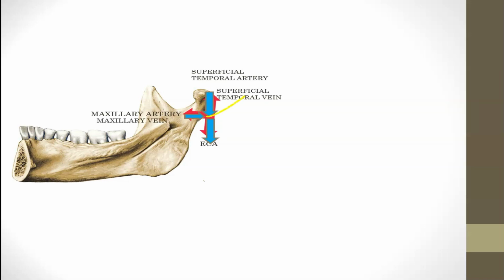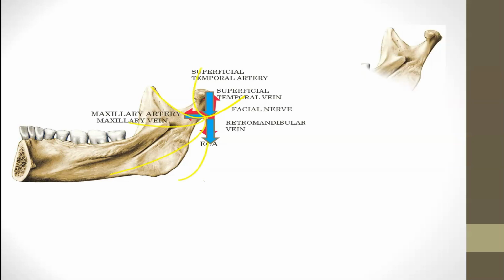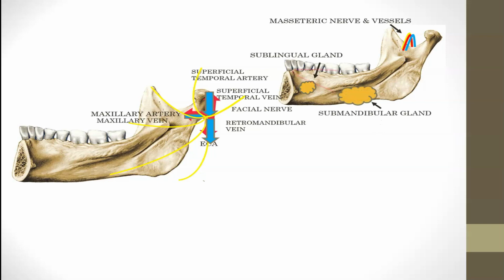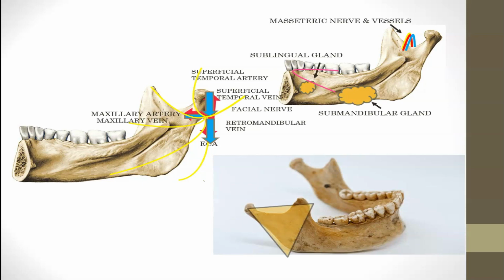And at the level of the neck of the mandible, the termination of the facial nerve happens, which divides into the 5 terminal branches. And in the masseteric notch, we can see the masseteric nerve, masseteric artery and masseteric vein. In the submandibular fossa, the submandibular gland, and in the sublingual fossa, we can see the sublingual gland, and behind the incisor teeth, we can see the tip of the tongue. Over the lateral surface, we can see the parotid gland as well as the parotid duct with the parotid lymph nodes.